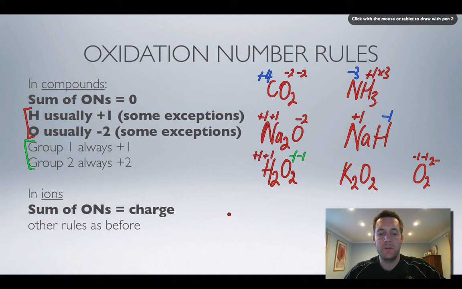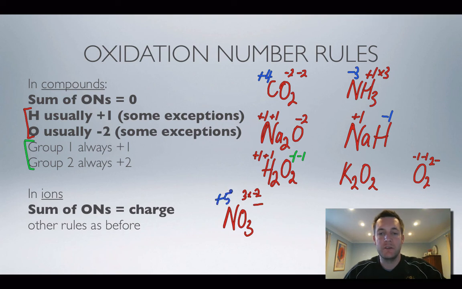Let's start with a nitrate ion, just to show you something about nitrogen, that it doesn't always have the same oxidation number. Now this isn't a peroxide and it's not a metal hydride, so we're going to stick to the rules. So oxygen is -2. I've got three of them, 3 times -2. All these oxidation numbers have to add up to -1. So in that case, the nitrogen here must have an oxidation number of +5.